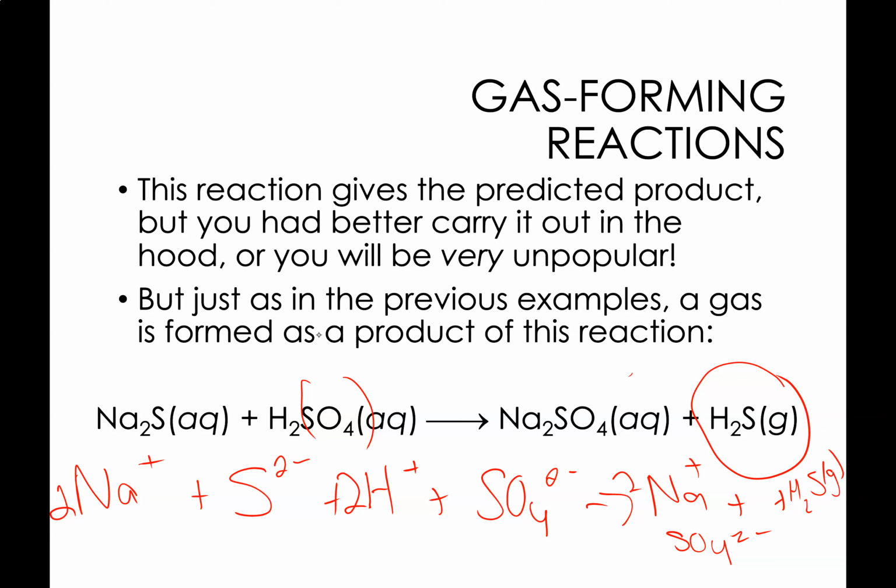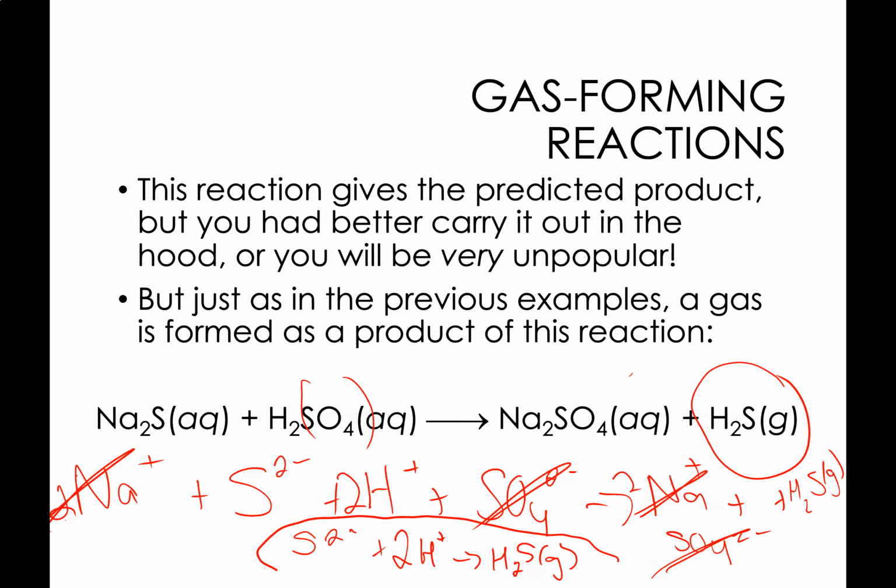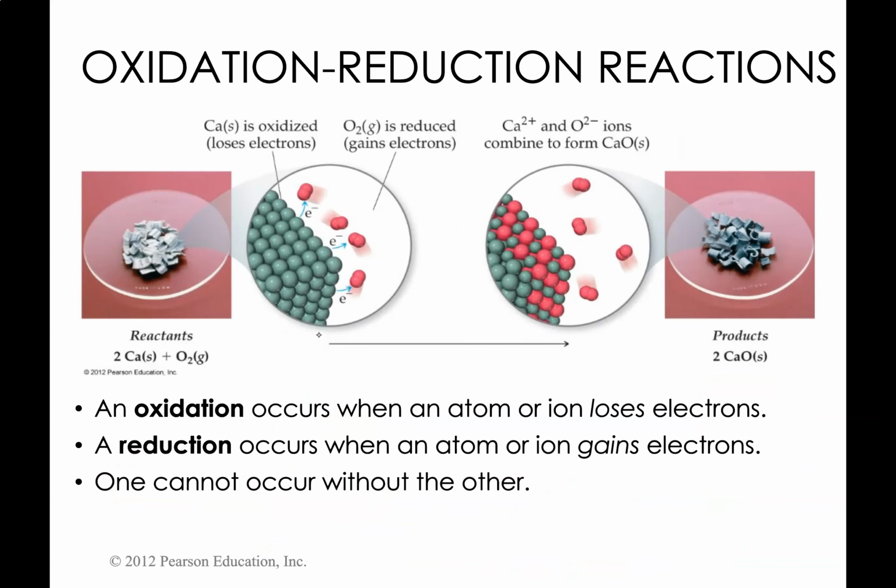So if I want to, next thing I can do is I can cross off what's on both sides. I've got sulfate and sodium. That leaves behind S2 minus plus 2H plus makes H2S gas, which makes total sense if you think about it, because those are the two things that are involved in that particular gas formation, okay?